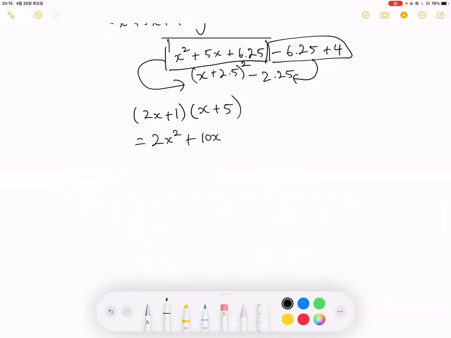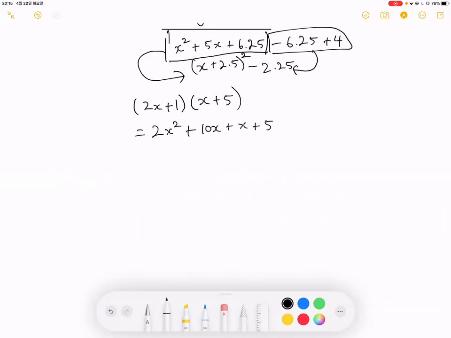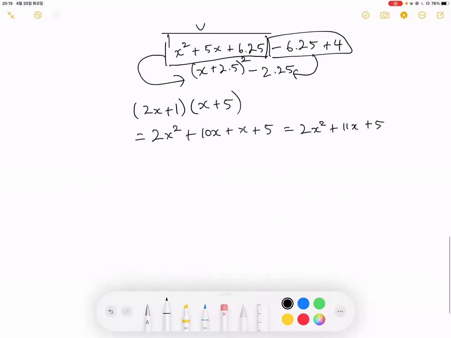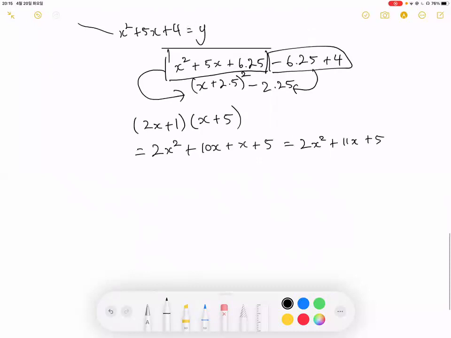plus 10x plus x plus 5. Usually I would do this in my head and just say 11x, but for the sake of the description, I'll write it like this: 2x squared plus 11x plus 5. Okay. So now let's say that we have to convert this into this form.